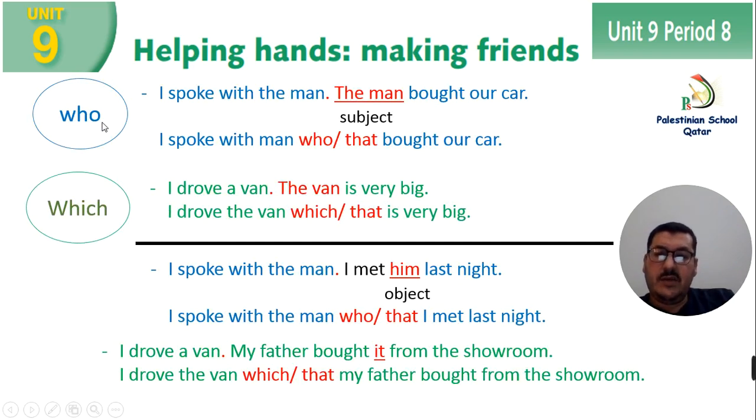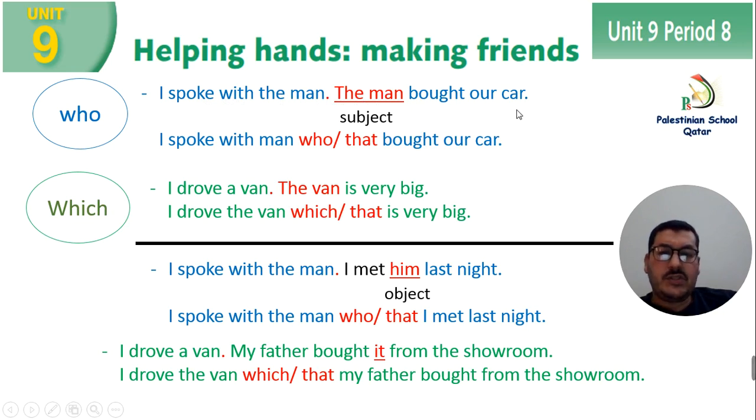Now when we say who, look here with blue: I spoke with the man. If I stop here and put a full stop, you will not understand what I'm talking about or who this person is. I spoke with the man. I continue: the man bought our car. So the man here is a subject. I spoke with the man, full stop. The man bought our car.